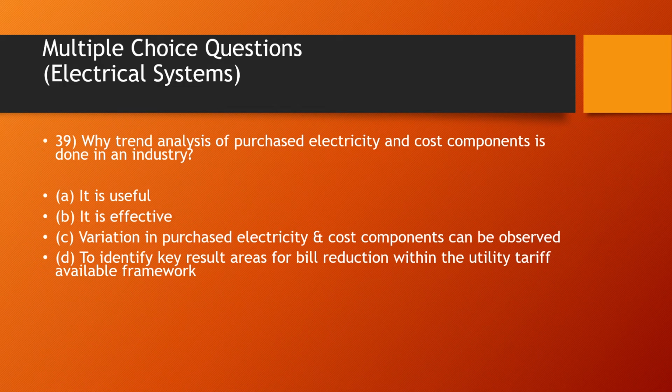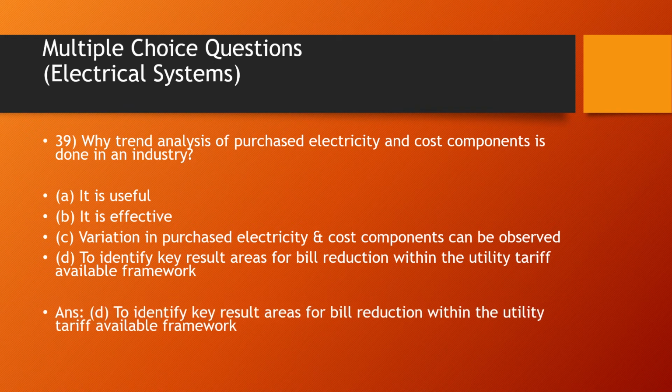And coming to the next question, why trend analysis of purchased electricity and cost components is done in an industry? Option A is it is useful. Option B is it is effective. Option C is variation in purchased electricity and cost components can be observed. Option D is to identify key result areas for bill reduction within the utility tariff available framework. And the answer to this question is option D, to identify key result areas for bill reduction within the utility tariff available framework.